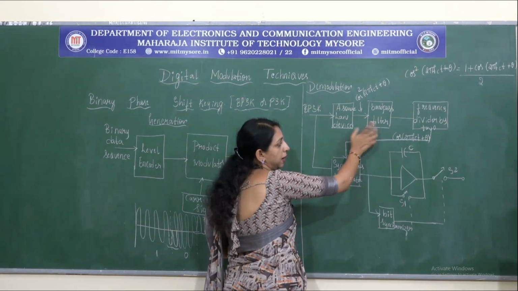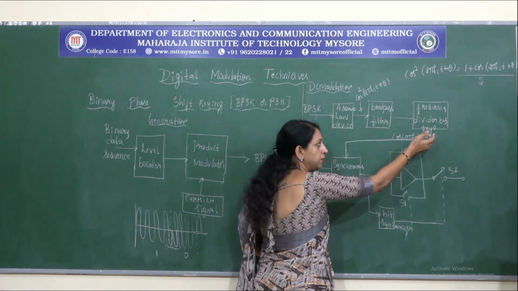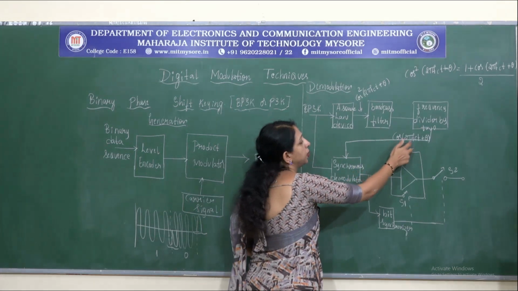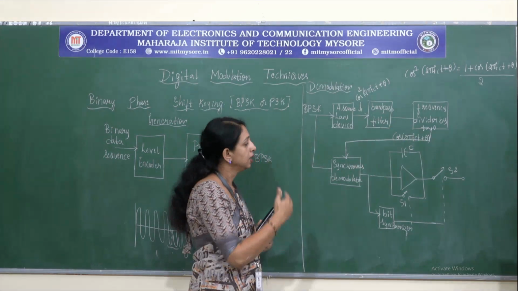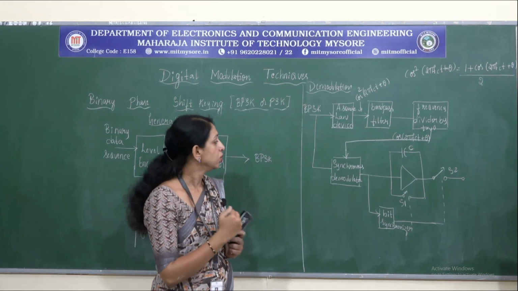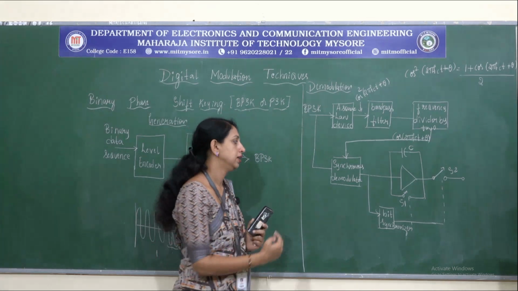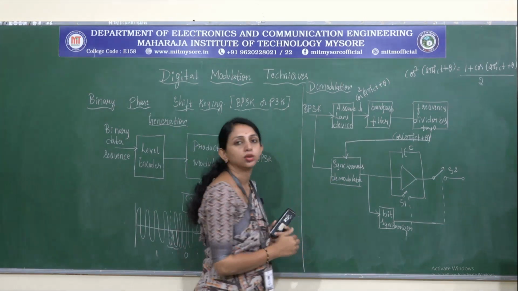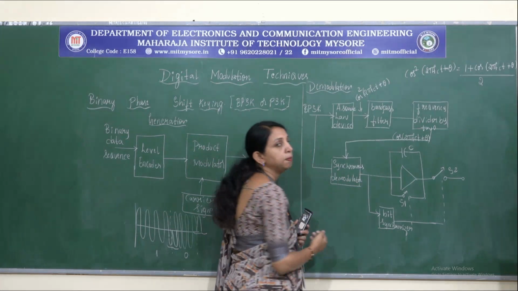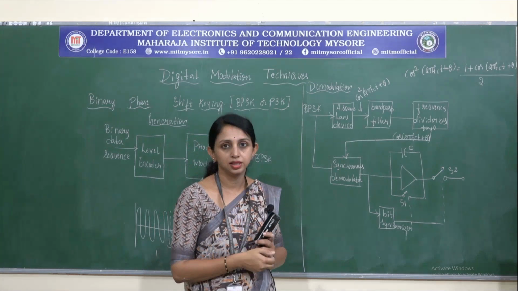The FSK has been removed with the band pass filter, and now we have a divider circuit. From the divider circuit we are able to get only the signal cos 2 pi FCT plus theta. Later it is given to the synchronized demodulator. Every time we need synchronization with respect to the transmitter, and that will be done through the synchronized demodulator circuit.